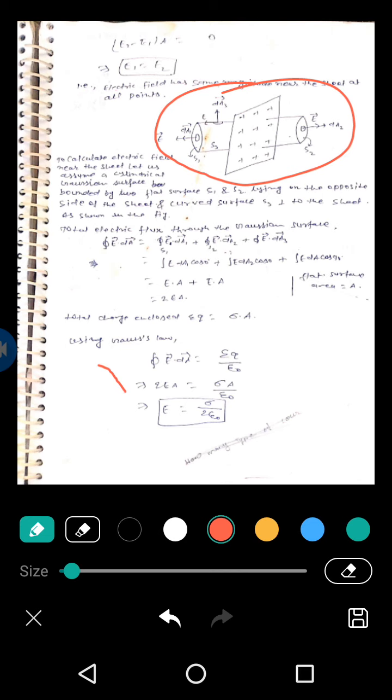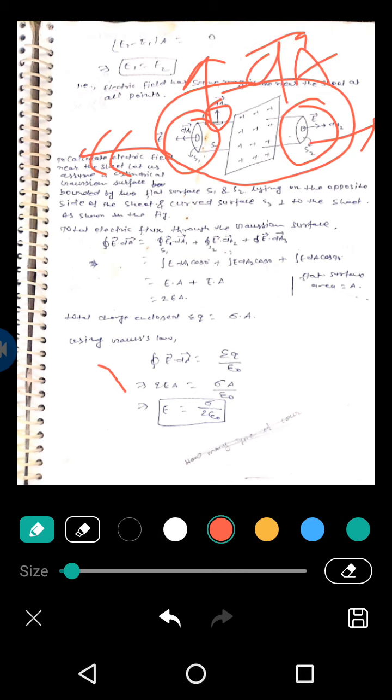Now for the flux towards the left side, that is the flat surface here, the area vector is towards left direction, and the electric field due to the positive charge is away from the sheet, that's why the electric field is also along the same direction. And for the right surface, area vector is towards right direction and electric field is also towards right direction. And for this curved surface, area vector is towards upward direction, and electric field is towards left direction, and the angle between the area vector and the electric field is 90 degree.